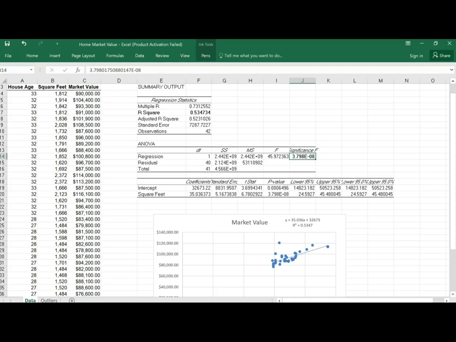3.798 e to the negative, and that negative is important, negative 0.8. And so that's a very, very, very small decimal. That value is actually a p-value. Pause for a second. I want to go back and talk about what it's a p-value associated with.